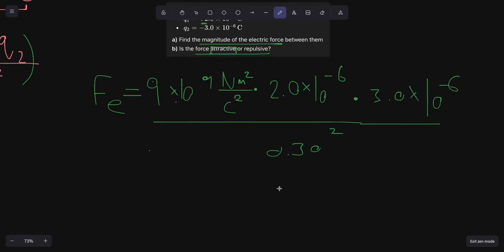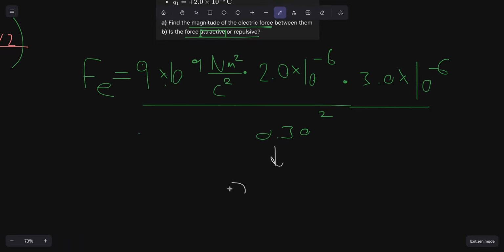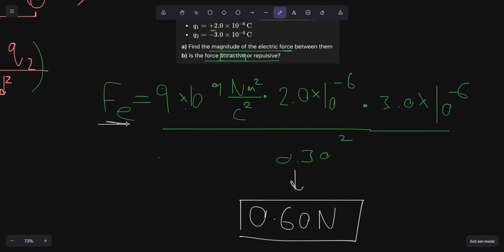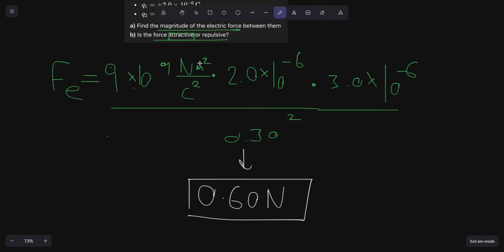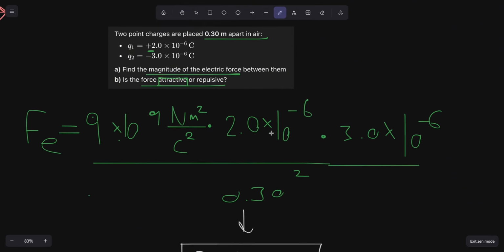Okay, so put this into the calculator, and I got 0.60 newtons as my answer. And that makes sense, right? Because if we're dealing with forces, force is measured in newtons. You see how the units work? So right over here, 2.0 times 10 to the negative 6 coulombs. This is also in coulombs.